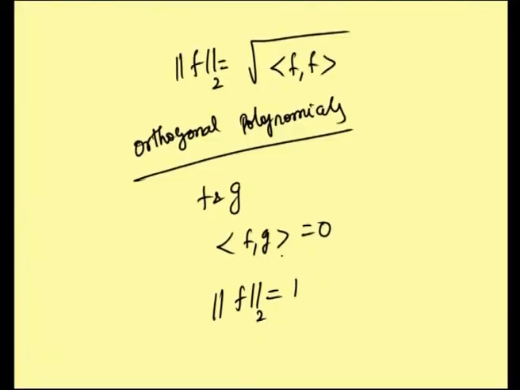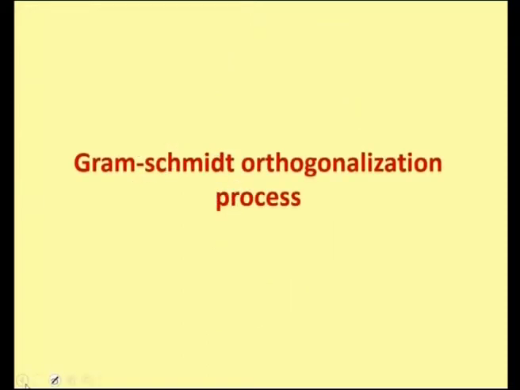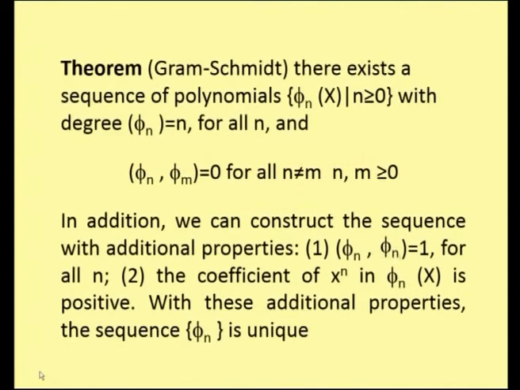Then such type of polynomials are called orthogonal polynomials. Based on this, we have this famous process called the Gram-Schmidt orthogonalization process, wherein any two polynomials can be made orthogonal by this process. The theorem goes like the Gram-Schmidt theorem.